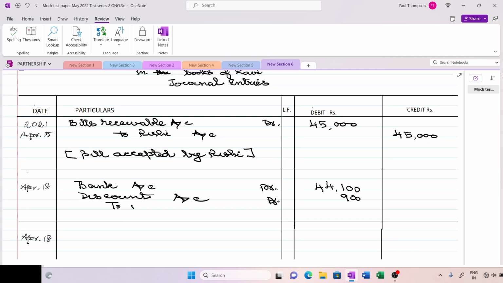It has been handed over to the bank. So which is going out, you have to credit. Credit what goes out? Bills receivable account. It will be credited with 45,000. Write the narration, don't forget it. BR discounted, you have to write it in full. BR discounted with the bank.